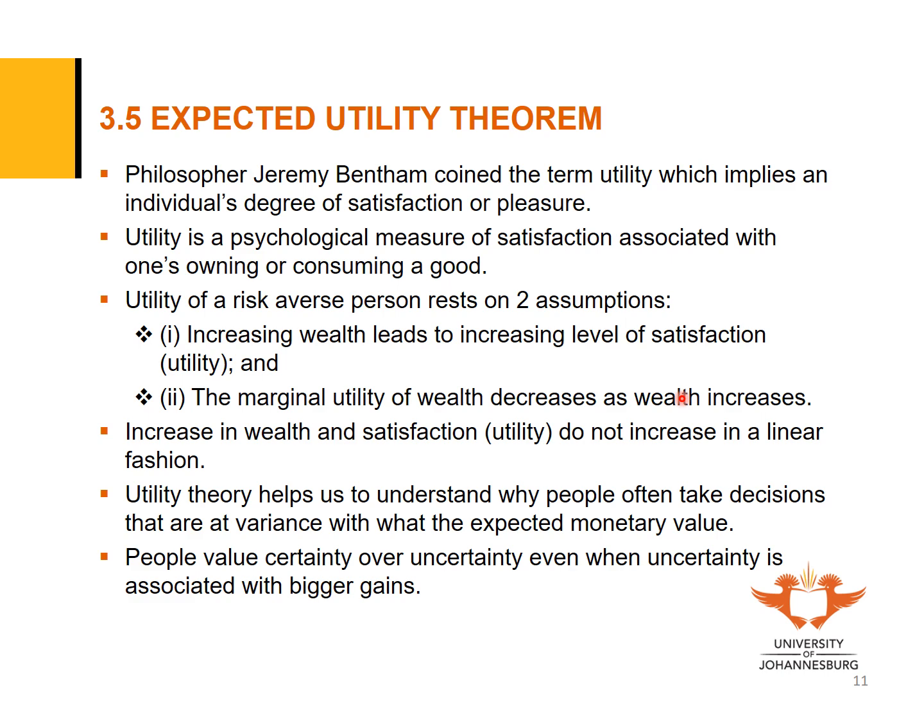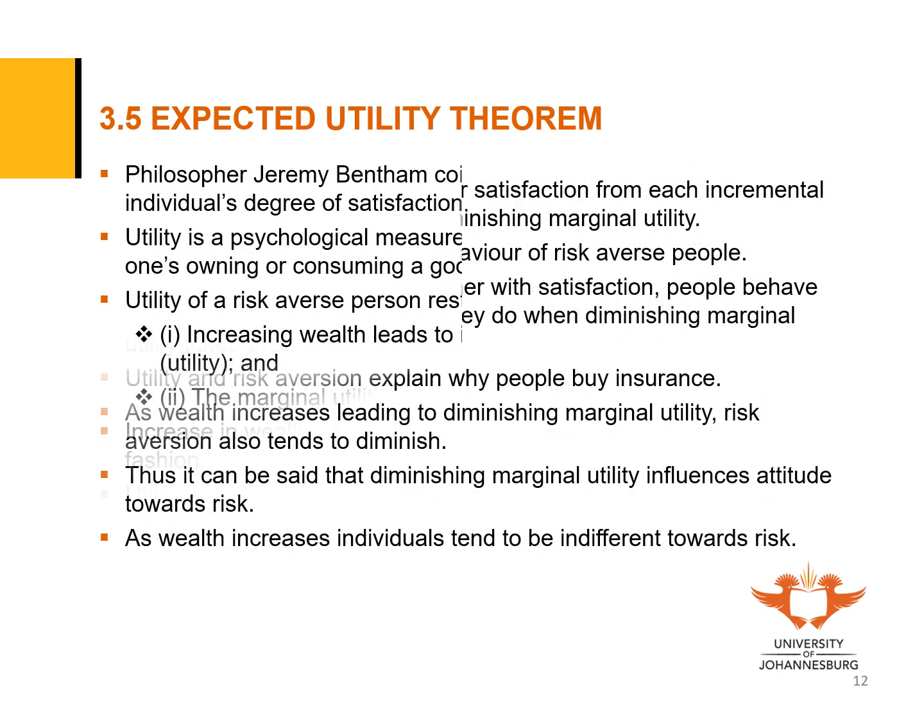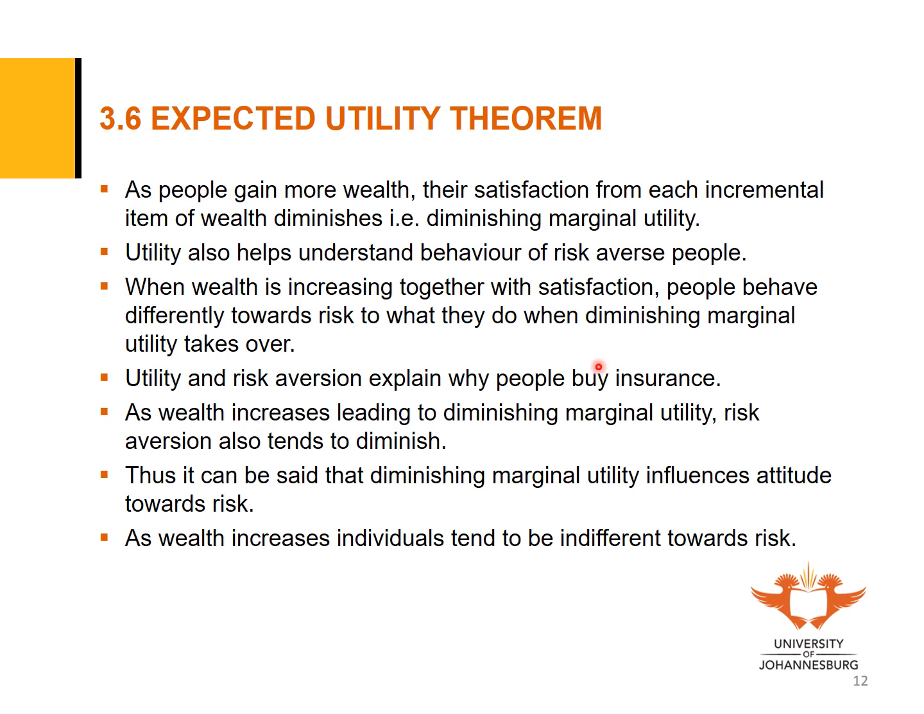People value certainty over uncertainty. Okay, so I like to know what's going to happen versus being unsure of what's going to happen, even when uncertainty is associated with bigger gains, right? Okay, so as people gain more wealth, their satisfaction from each incremental item of wealth diminishes. So that's what we refer to as your diminishing marginal utility.